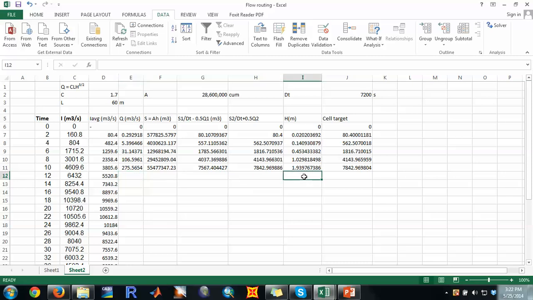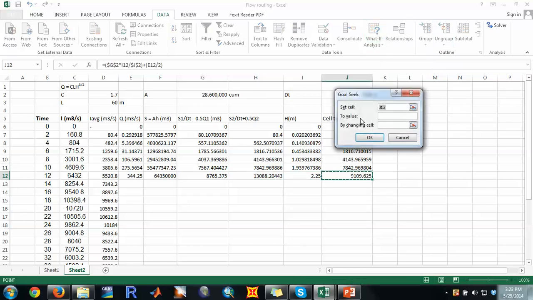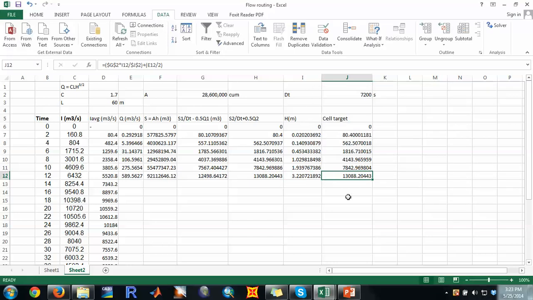Again you can change this value to 2.25 for example. So you can calculate this one, and you can balance these two values to 0.3088.20443 with this variation, and here is your result.